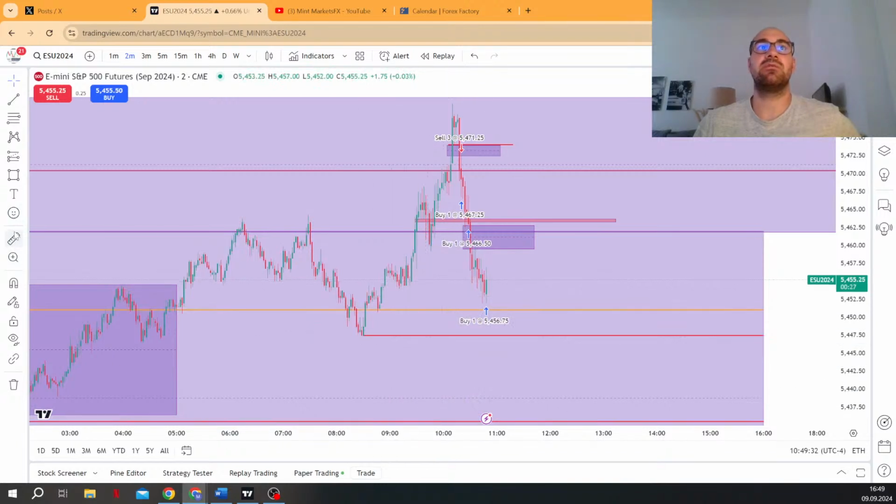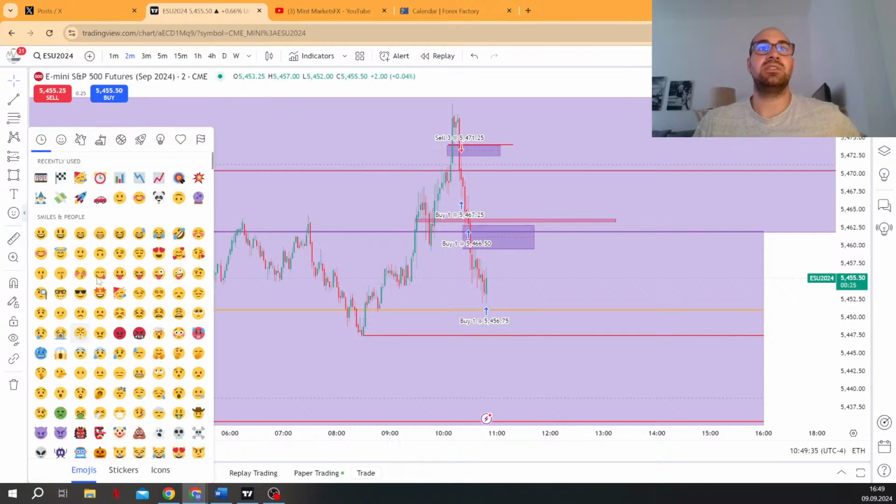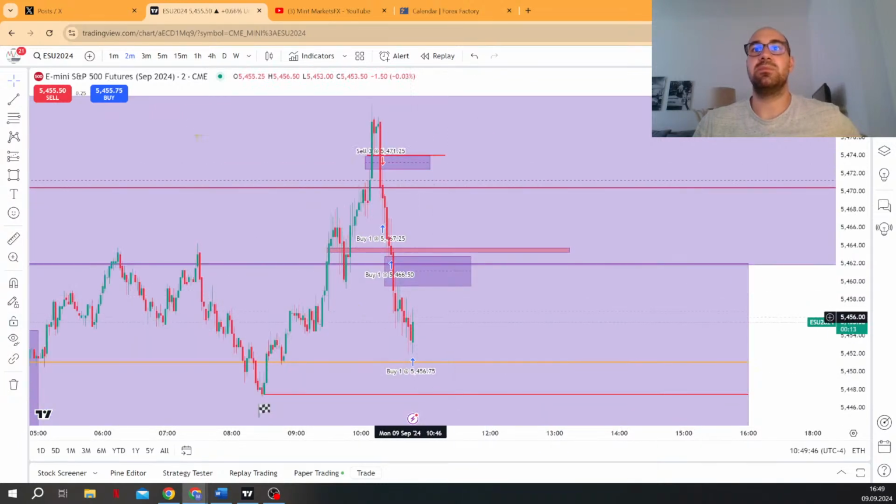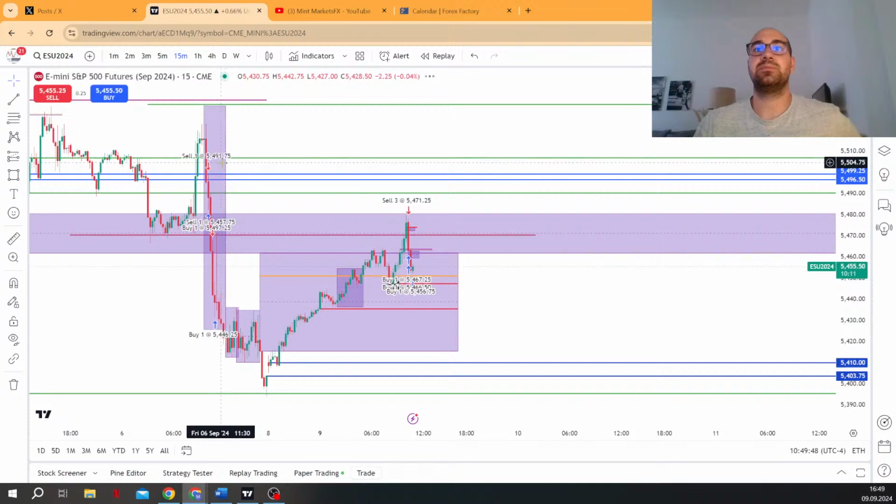I'm still looking for this low here. I think that would be nice if it can take the low out here. Maybe my stop was a little bit too aggressive. We will see.